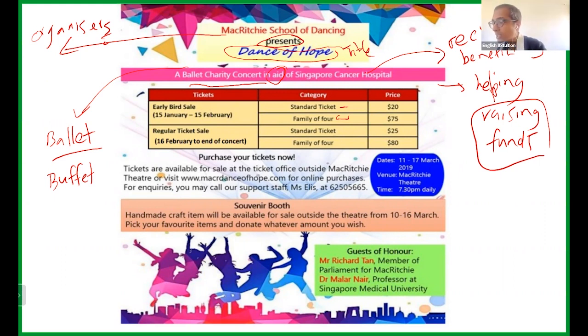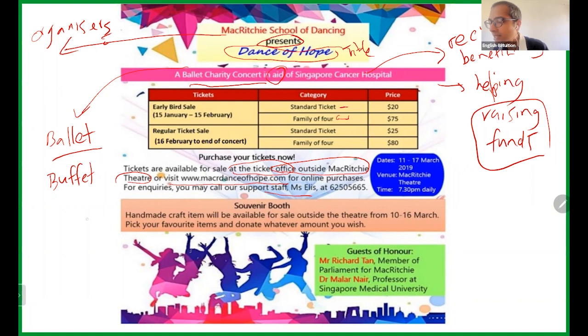Okay, now purchase your tickets now. That's the call, right? So tickets are available for sale at the ticket office outside Macritchie Theatre. That means you can buy the tickets. Where can you buy the tickets? The ticket office outside the Macritchie Theatre, or on the website, online. And if you have any questions, you can call their support staff.